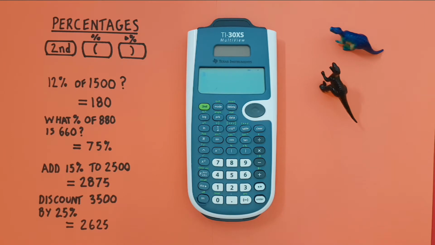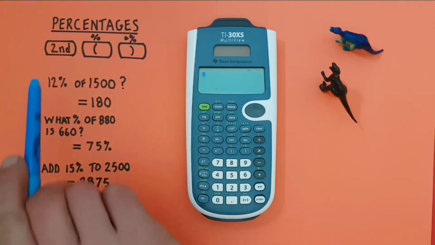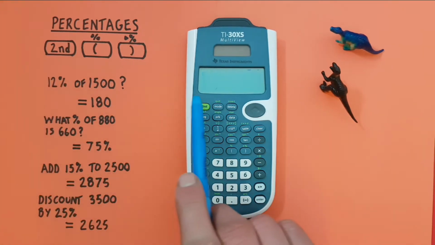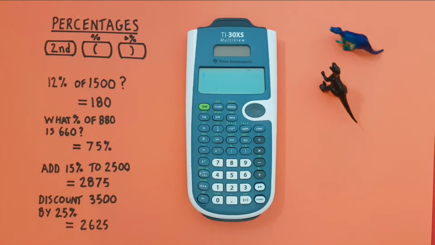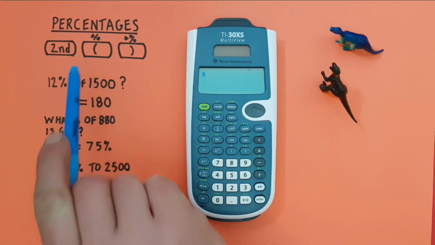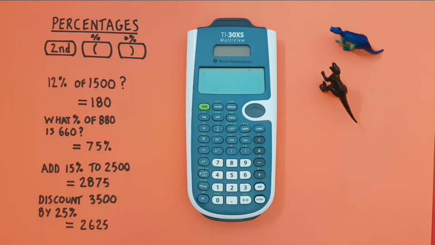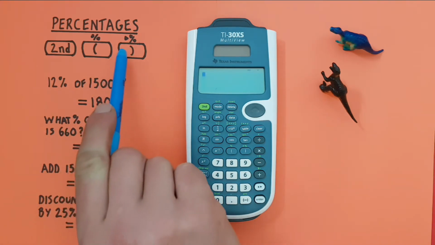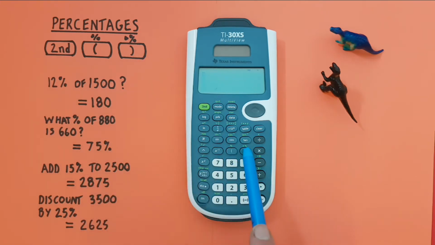I'm Rick, and in this video we're going to have a look at how we can use and work with percentages on the TI-30XS Multiview calculator. To do that, we'll be using the second function key, located here, the left bracket key with the second function of percentage, located here, and the right bracket key with the second function of into percentage, located here.